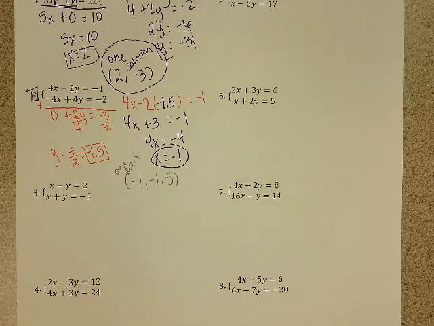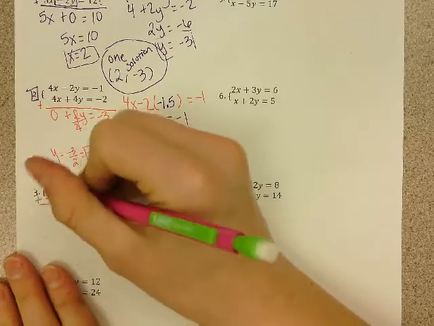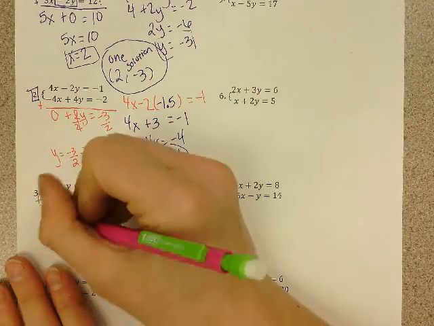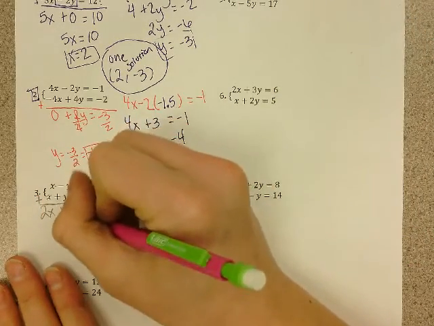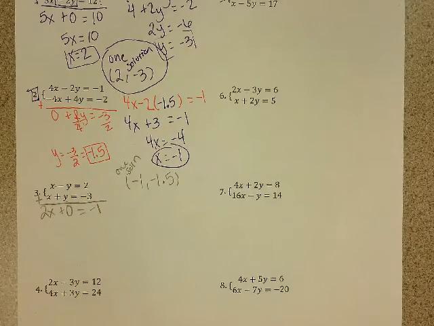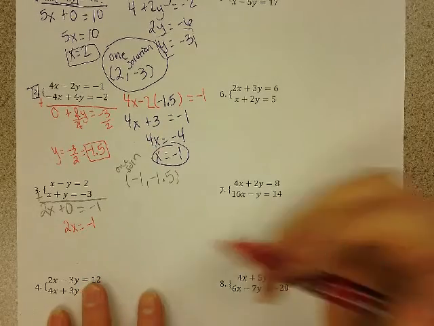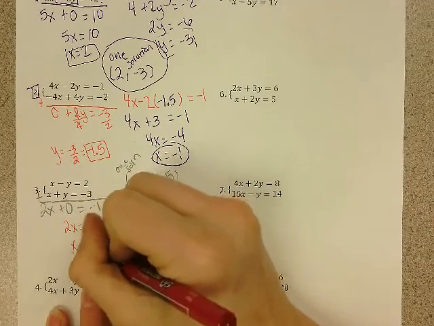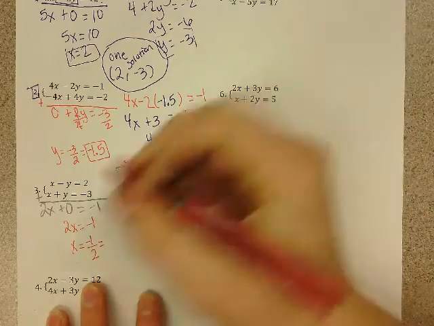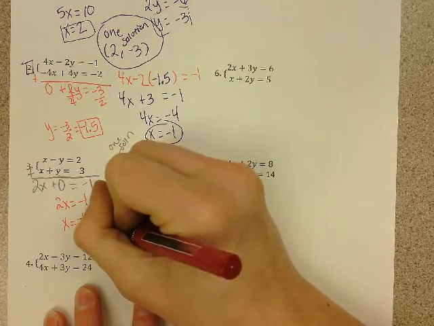All right, the next one, which ones are same number but opposite signs for number 3? The y, right? So let's add them together. X plus x, we get 2x. Then the y becomes 0, and then that is negative 1. So I get 2x equals negative 1. And then I get x is negative 1/2. So what is that as a decimal? 0.5, right? Negative 0.5.